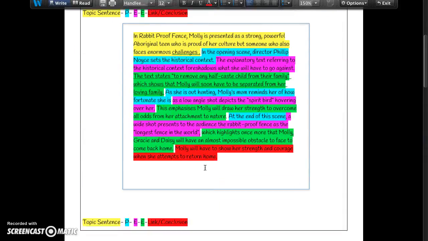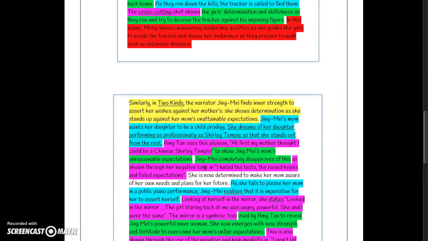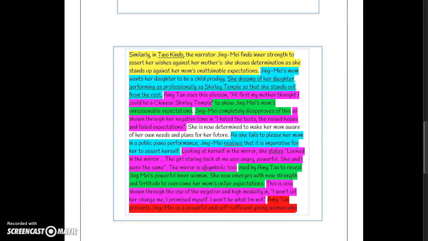I want to show focus a bit more there. Now, I am moving on to my second text here. This assessment requires you to focus on both. So, I am comparing how the idea of woman warrior is shown in Two Kinds.